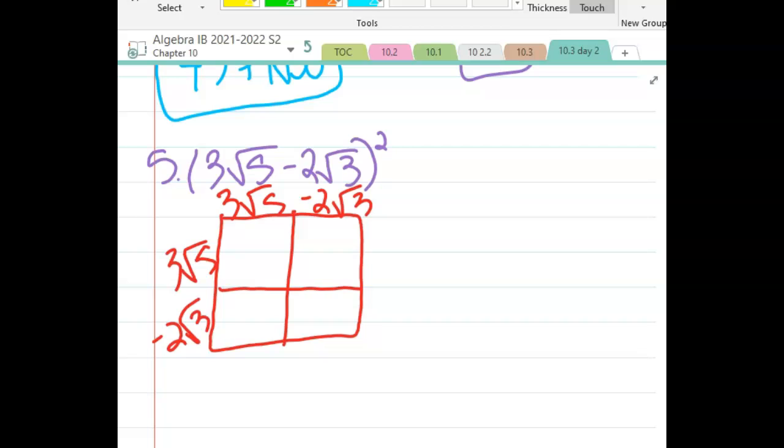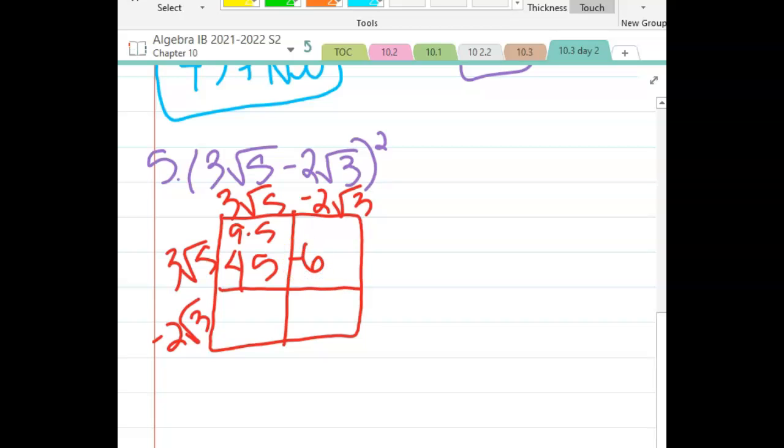Multiply the numbers on the outside. 3 times 3 is a 9 on the outside. When you multiply your radicals, the square root of 5 times the square root of 5 gives me 5. And 9 times 5 gives me 45. Now, these two boxes do the same thing. Multiply the numbers on the outside. 3 times negative 2 is negative 6 on the outside.